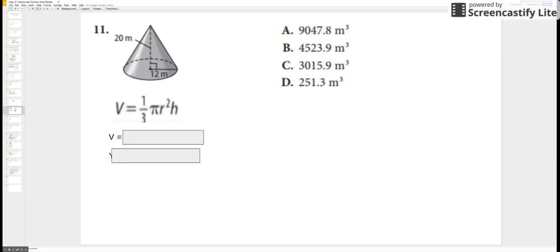Here's number 11. Find the volume of the cone. You are given the volume formula is 1/3 pi r squared h. So 1/3, now just plug in your numbers. Pi is 3.14, your radius is 12, and it's 12 squared, so it's 12 times 12, times your height, which is 20. And then just multiply all those, and you should get about 251.3.